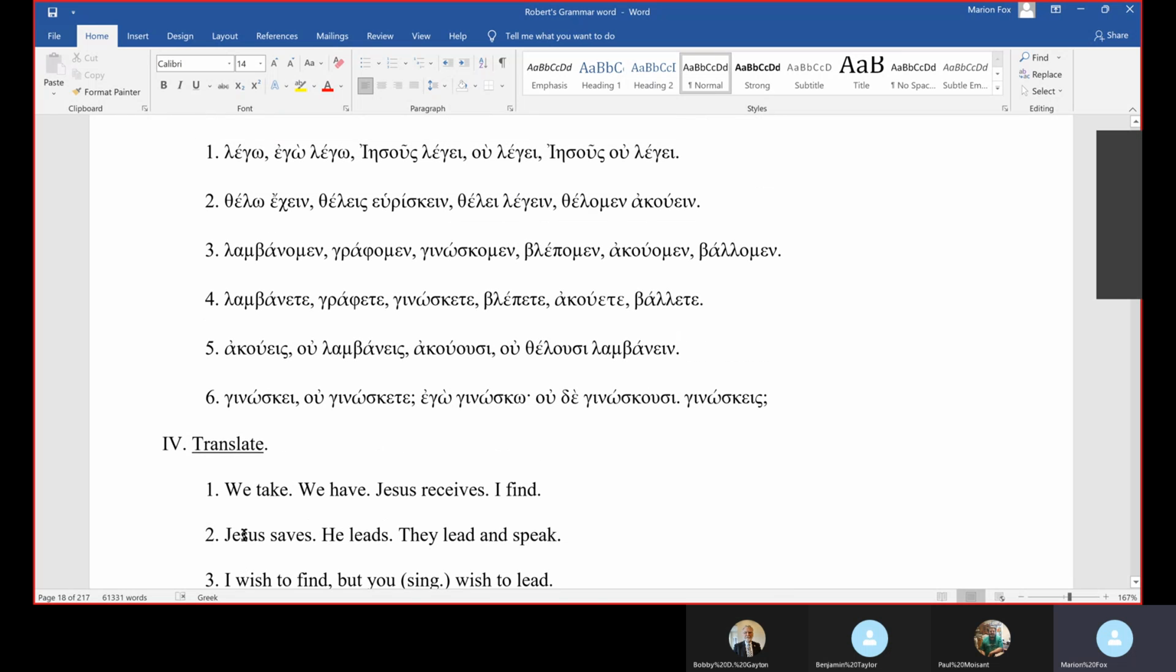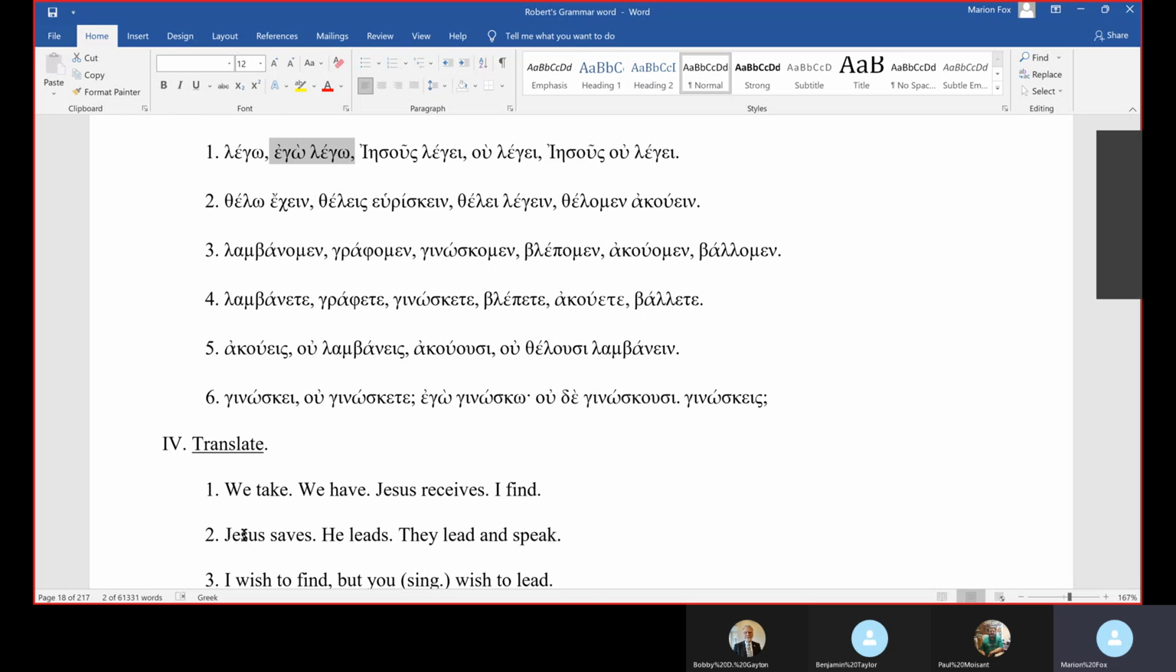Let's come down to this one right here. Lege is I say, and so we just got I say there. Lege is I say again. But the difference is when you have the pronoun with it too, because the verb already has a pronoun, you got the pronoun twice.